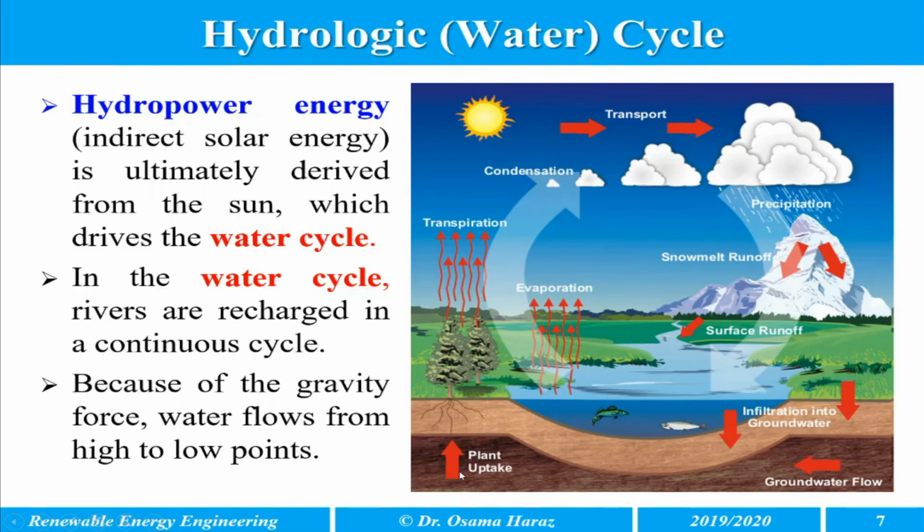Here is the water cycle, and you can see that when the sun comes, it evaporates the water from the lakes, rivers, and seas, and then there is condensation, transport, precipitation, snow melt, and runoff, and it goes back to the surface. Some of the water goes through infiltration into groundwater flow, plant uptake, and so on. So this is the water cycle, and during this water cycle comes the hydropower generation, or hydropower energy.